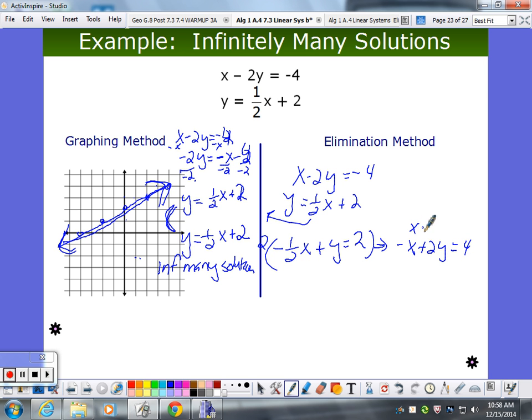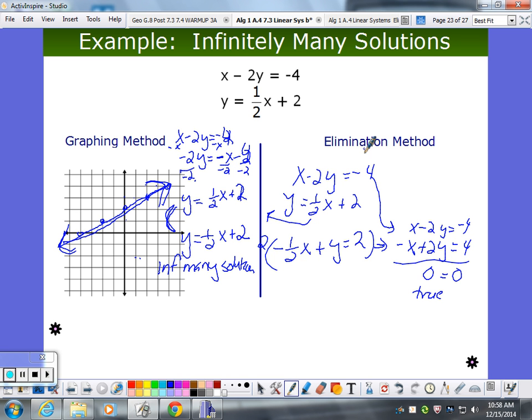And now I'm rewriting the one on top. This one goes here. So now I'm going to add. Oh, look what happens: 0 equals 0. Well, that's a true statement. Doesn't 0 equal 0? Yeah, sure it does. But no variables, right? Everything's kind of wacky.